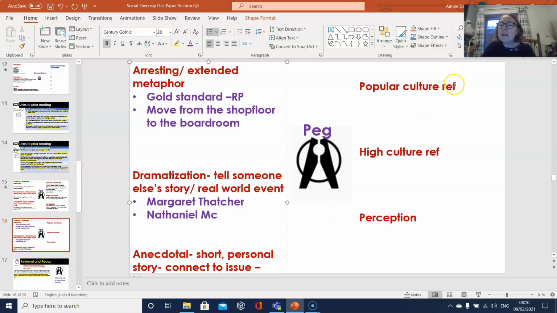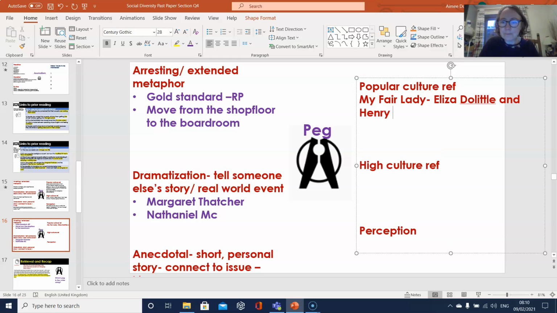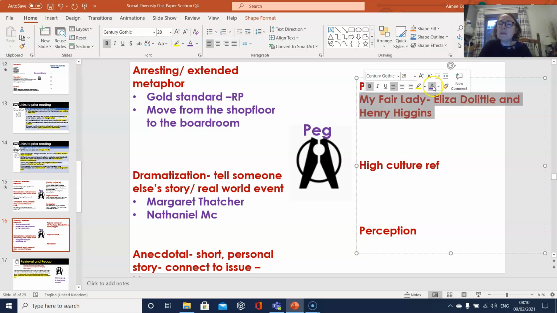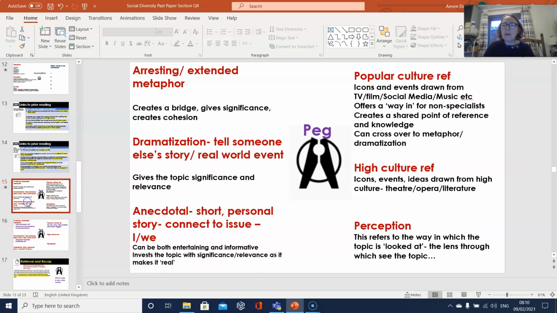Now, it's very difficult, because some people would say My Fair Lady, when it was released into the theatre, was a high culture reference, but then it became made into a popular musical. So we're going to say My Fair Lady, and Henry Higgins. Okay, so again, we're just starting to populate our pegs. Again, it doesn't mean we're going to use all of these. What it does mean is that we're giving ourselves options.